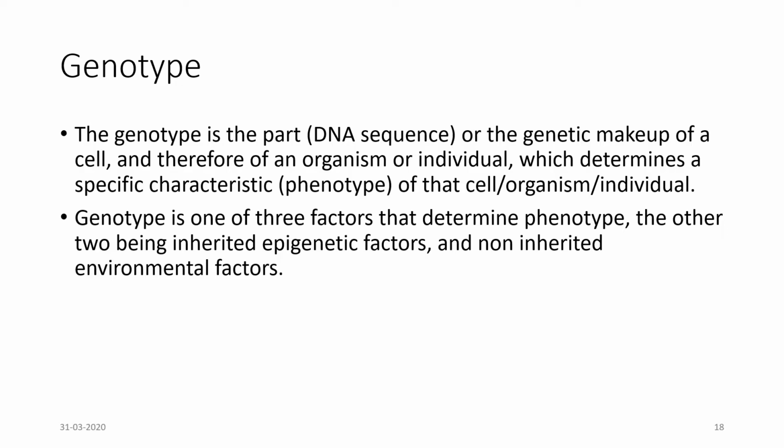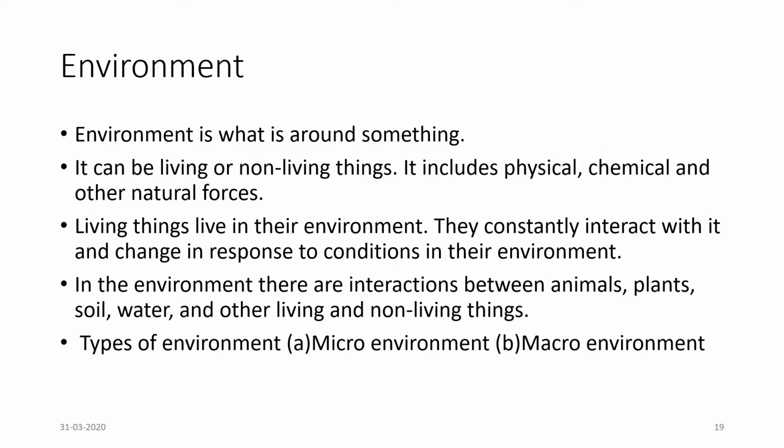So the genotype of an organism is the genetic makeup of the organism, which can have two to three factors. The genotype is the total gene content, or what the gene makeup of the organism is. Apart from that, the other two, being inherited epigenetic factors and non-inherited environmental factors, affect the genotype. Environment is anything apart from what you're studying. It can be living, non-living, and includes physical, chemical and other natural forces acting.